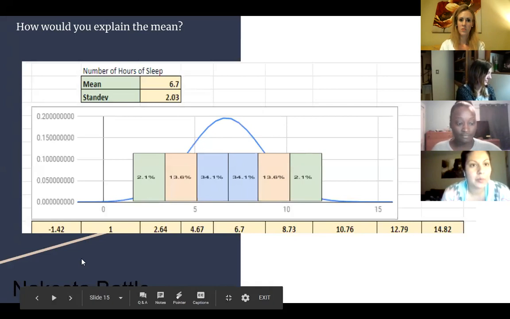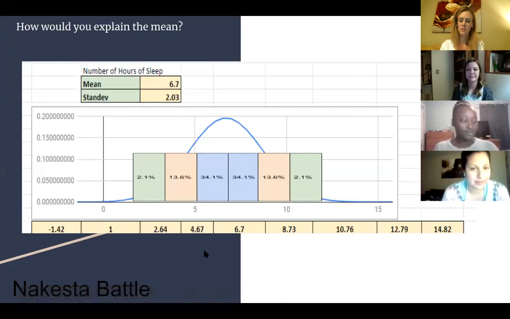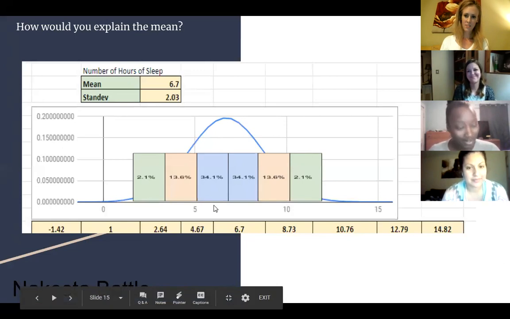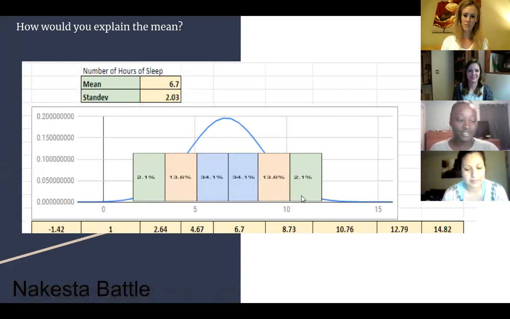Nakesta, how would you explain the mean? How would I explain the mean? Well, good question. The mean is the central value of a set. It is easy to calculate. Just add all the values together, then divide by the number of values in the set. The result will be the mean. Gotcha.